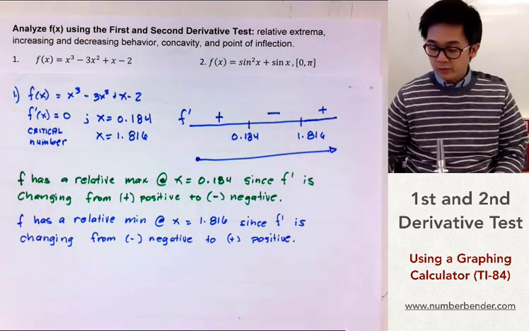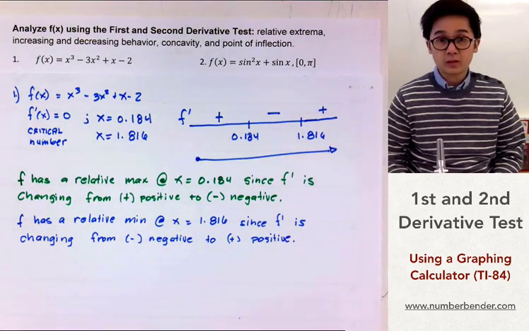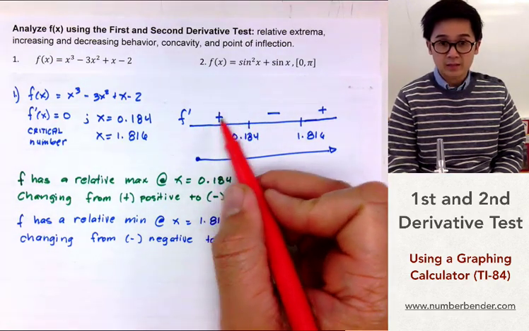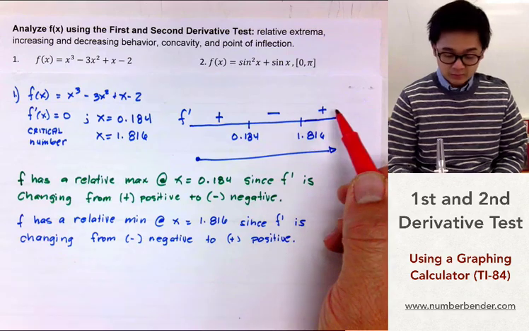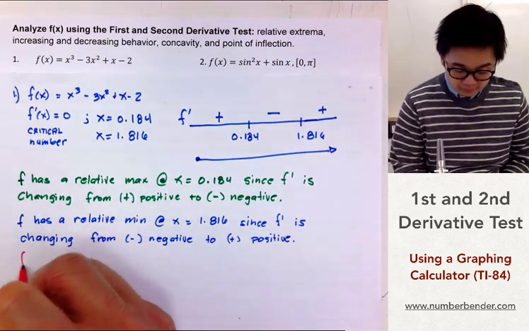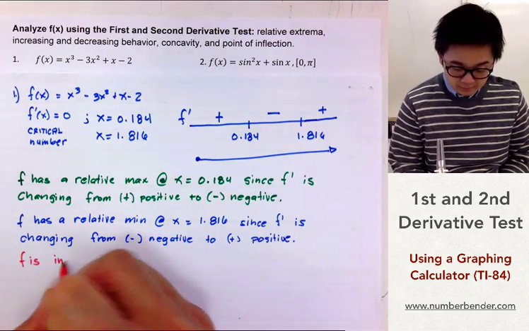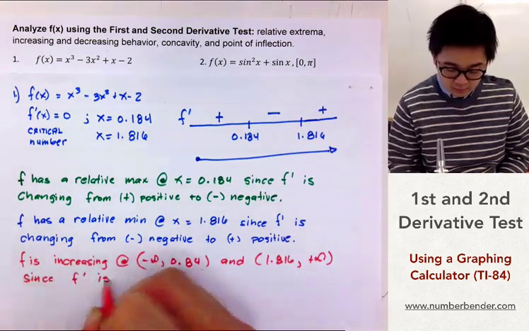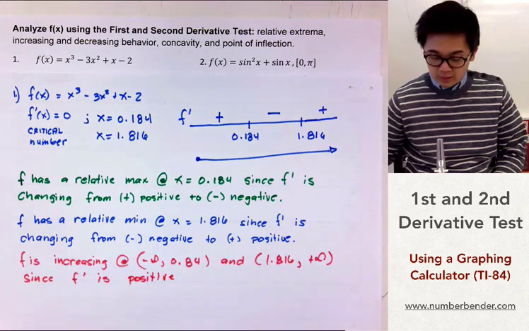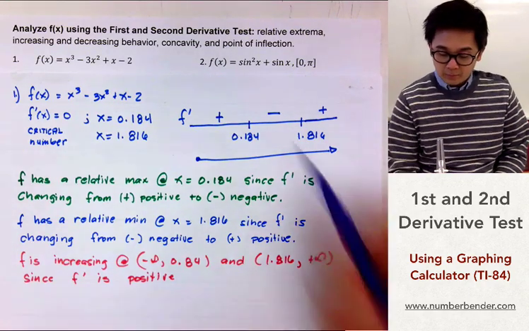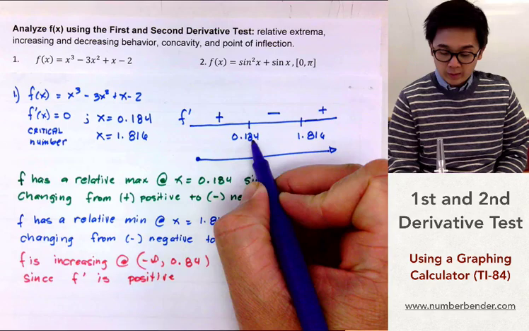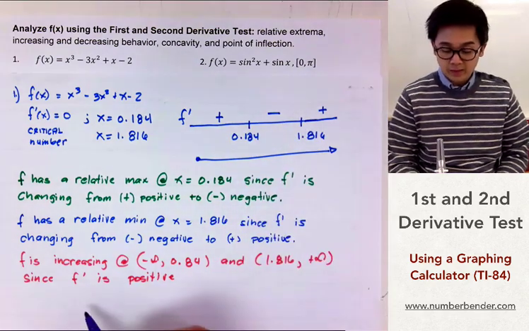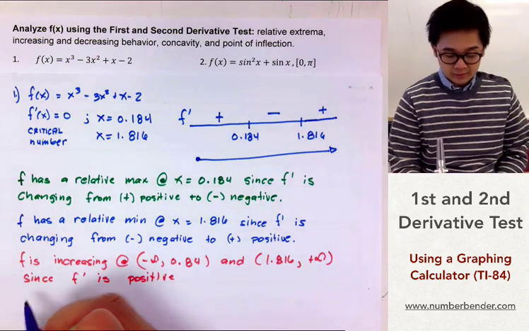And with this, we can also tell the behavior of the function f. So the function f is increasing at this interval and also at this interval. So to write it out, f is increasing at -0.4 and 1.8. And also, from between 1.184 and 1.816, the f prime is negative, therefore f is decreasing.